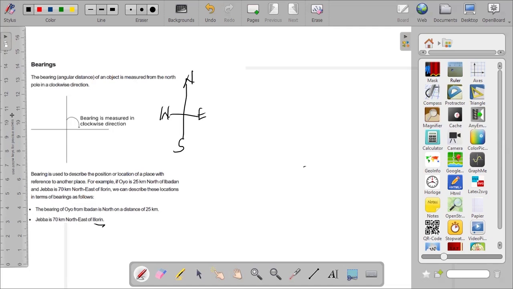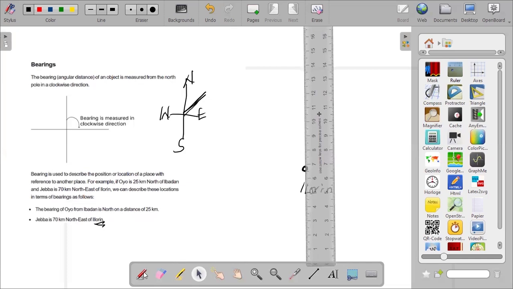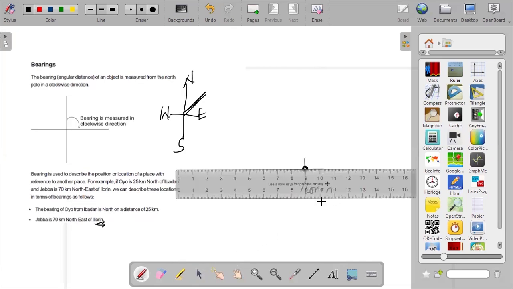This is north, this is south, this is west, and this is east. Now, let's draw a point and call it Ilorin, because Ilorin is a reference point. Jeba is 70 kilometers northeast of Ilorin. Okay. So where is northeast? Look, northeast is here. So put your cardinal point on Ilorin. Draw your cardinal point on Ilorin. That is the cardinal point, and that is the position of Ilorin.